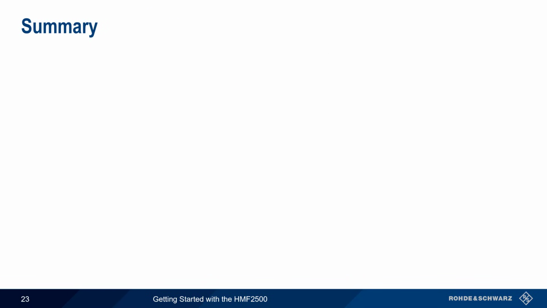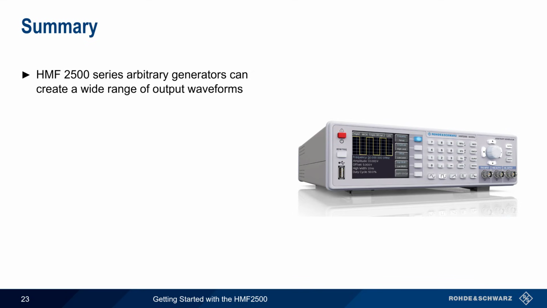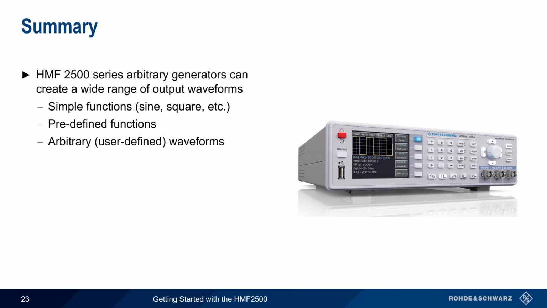Let's end with a brief summary. Rohde & Schwarz HMF2500 series arbitrary waveform generators can create a wide range of output waveforms. The most common of these are simple functions such as sine, square, triangle, etc., but the HMF also comes with a number of predefined functions. Furthermore, users can define their own arbitrary waveforms of any shape.